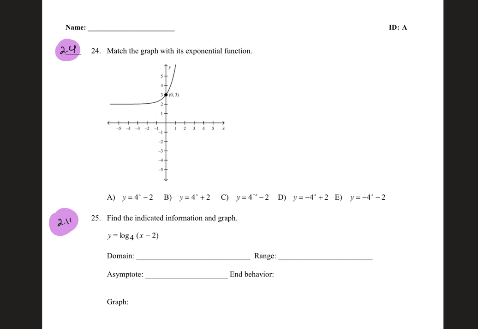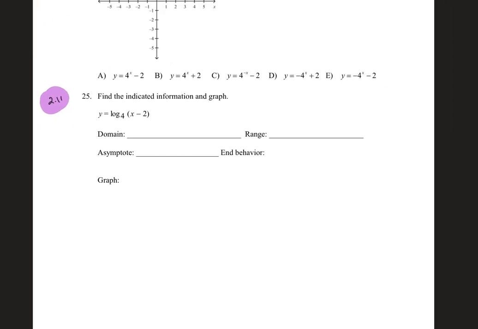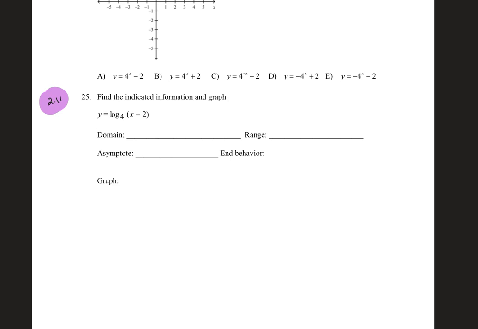And then the graphs of logs, and that's from 2.11. So same as modeled here, you would have to find the domain, the range, the asymptote, the end behavior, and the graph of the log. It doesn't have to be perfect. It needs to be an estimate of what it is, but like the vertical asymptote should be in the right spot, and the overall shape and direction of your log should be correct. That was 2.11.